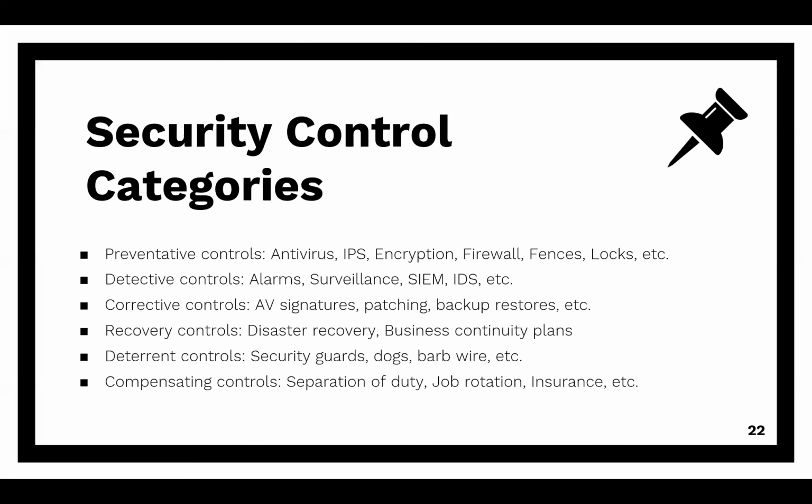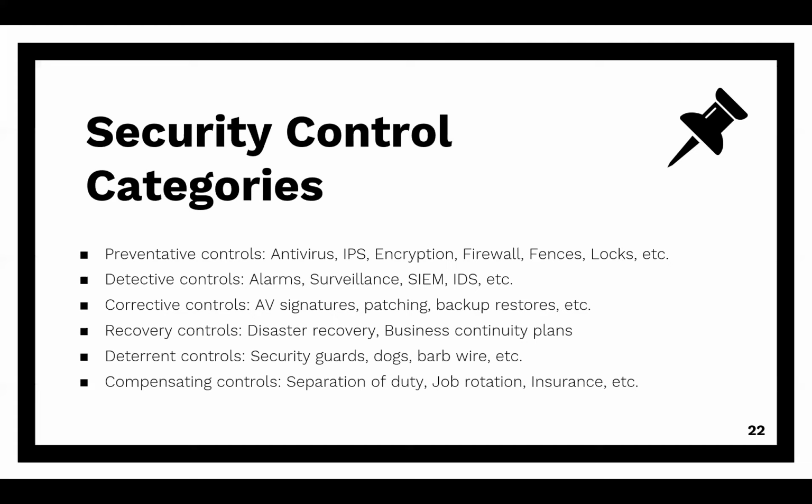Security controls can be divided into different categories where practically they create different layers of protection. The 6 main control categories need to be understood and considered when developing an information security program. Preventative controls are the controls that help with preventing risks from happening. Examples are antivirus, IPS, encryption, firewalls, fences, locks, and etc.